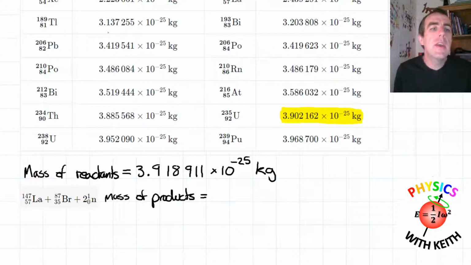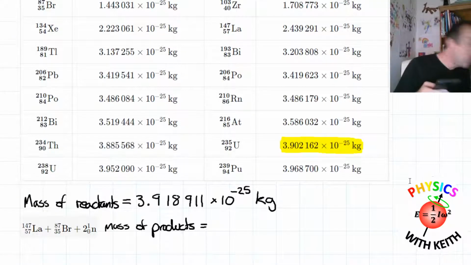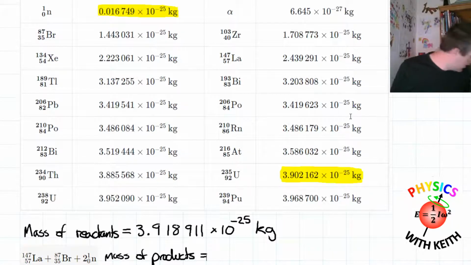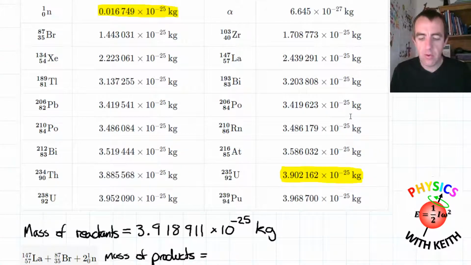Okay, so lanthanum is 2 point... Let's enter these in my calculator. 2.439 blah, blah, blah, blah. 2.439291, E minus 25. I've got to add a... I forgot what it was already. Bromine to that. Is it 87? 87, yes, which is 1.443031 E minus 25.